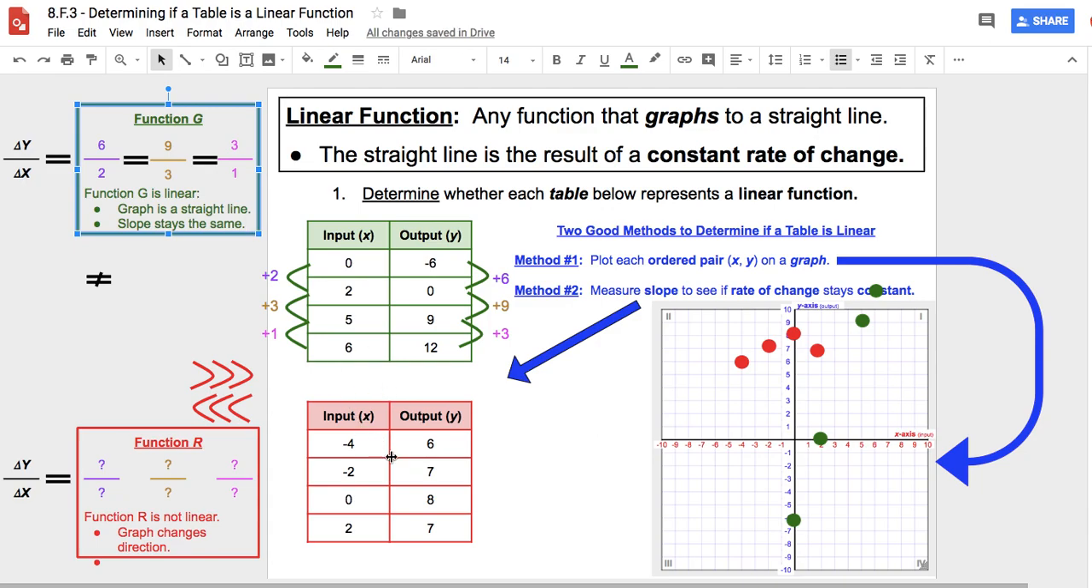If we went and did this for the red table, we would certainly see, because of this change of direction, that at some point the slope would not be the same in that table.